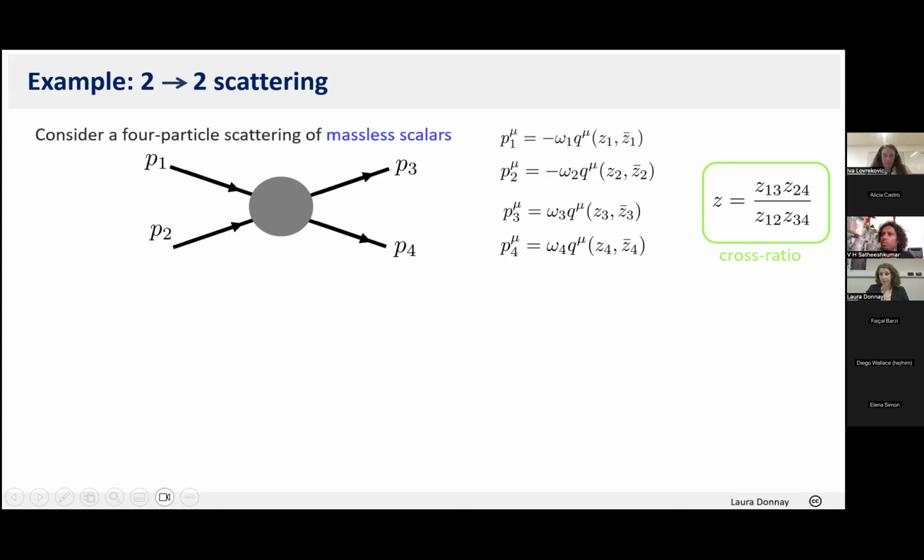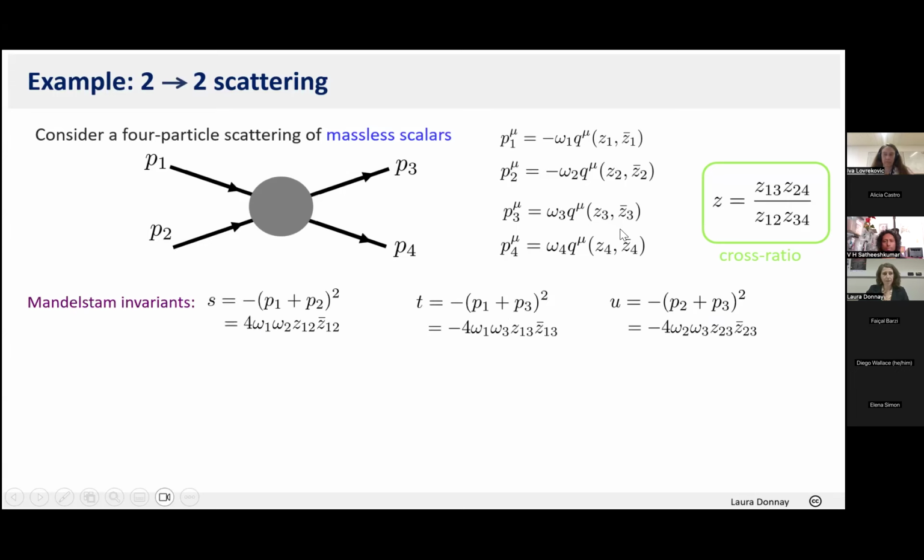And an important object for a 2-to-2 scattering is the cross ratio. So this is a conformal invariant. It's the ratio of Z13, Z24 with Z12, Z34. So Zij, remember, is the difference between Zi and Zj. Okay, so this is Z1 minus Z3 and so on and so forth. So this is an important quantity.